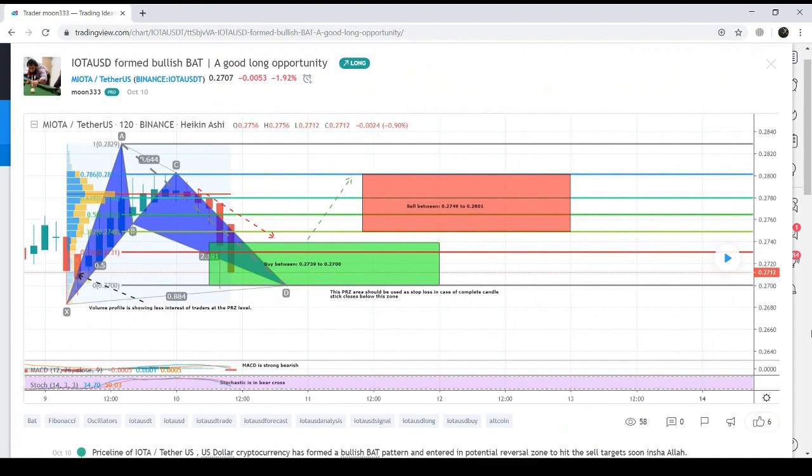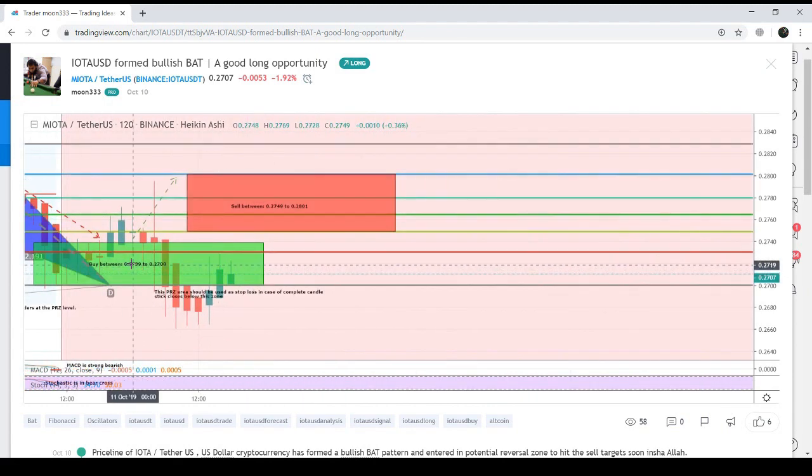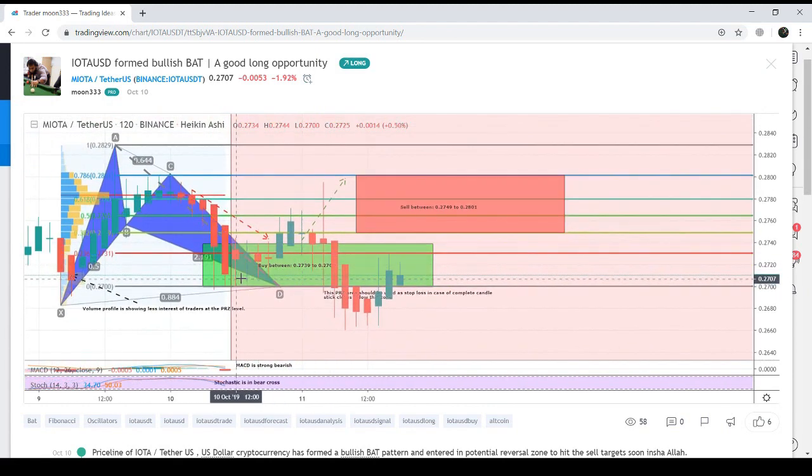Then I shared this chart of IOTA US dollar, and the price action has hit the sell zone. Here we can see the price action took the bullish divergence and hit the sell zone almost up to 0.50 Fibonacci, even more than 0.618 Fibonacci, almost up to 0.786 Fibonacci.